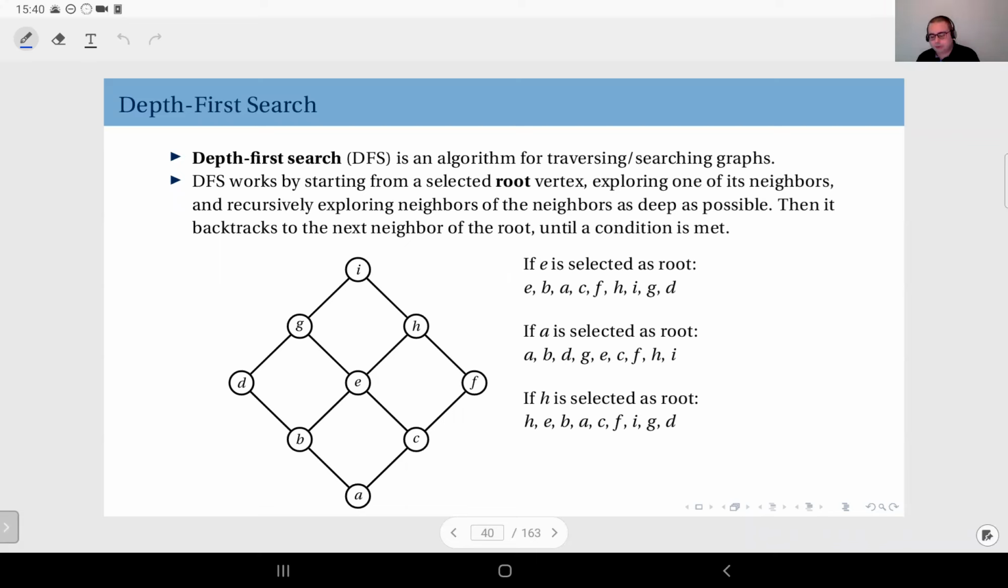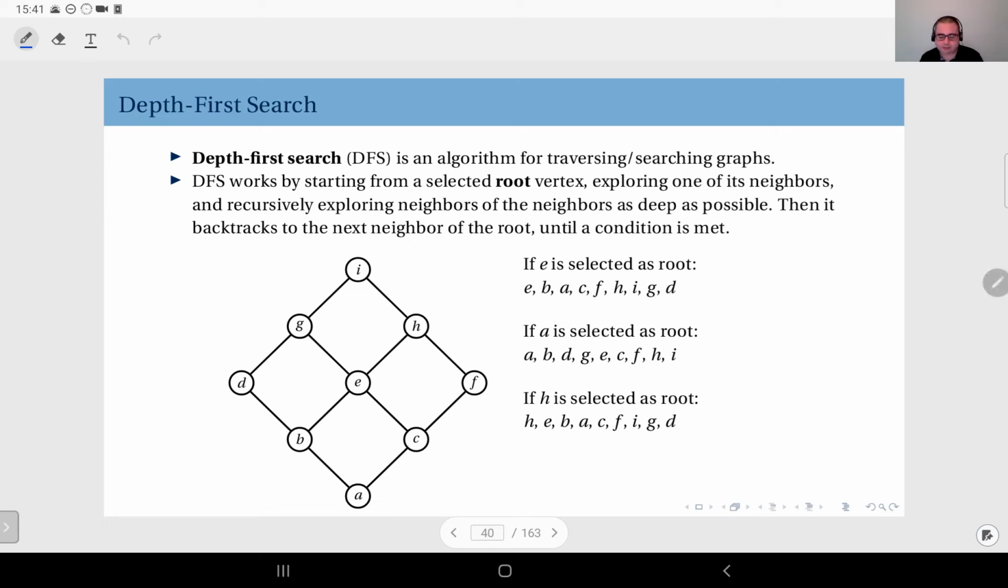Okay, so the difference between breadth first search is, in breadth first search, you want to visit all neighbors of your selected vertex, and then recursively apply the same to each of those neighbors. But in depth first search, you select a neighbor, visit it, and then you select another neighbor of that vertex. So recursively, you go as deep as possible, and then you come back. So here are some examples.